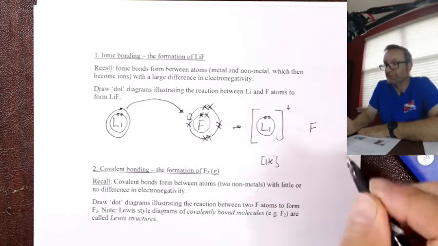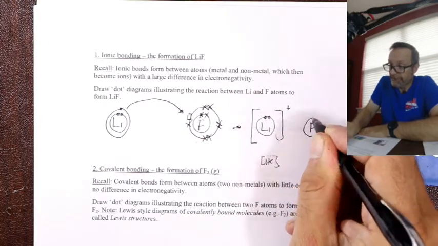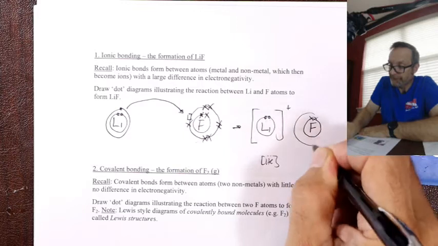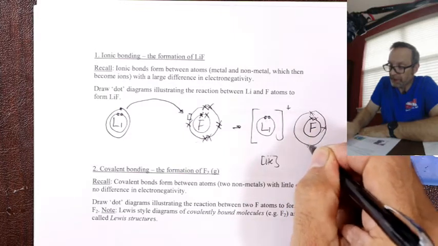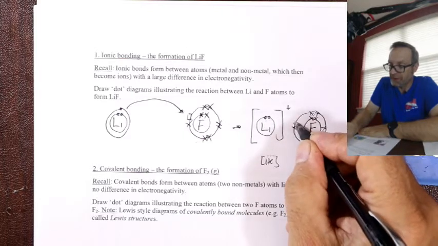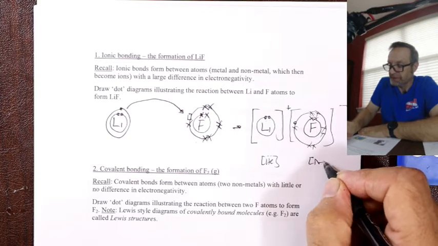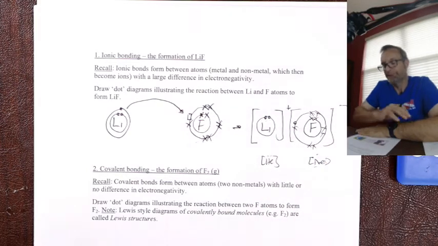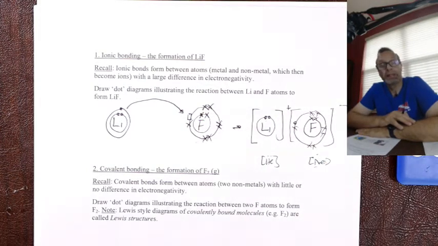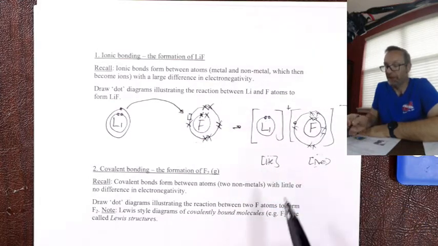Fluorine, 1, 2, 3, 4, 5, 6, 7, 8, 9. There's its 9 electrons, 7 on the outside. There's the extra 1. It's got a full outer layer now. It's stable. It looks like neon. So ionic bonding, big difference in electronegativity. But both partners at the end of the day are stable because they have complete outer layers. They look like noble gases.